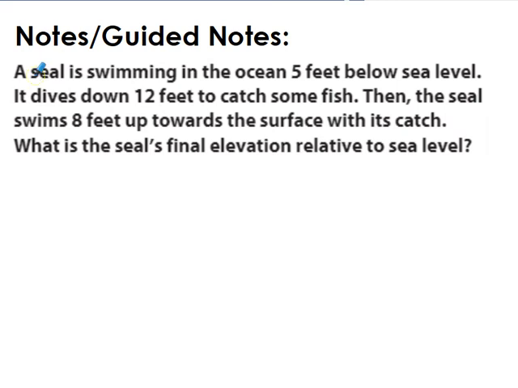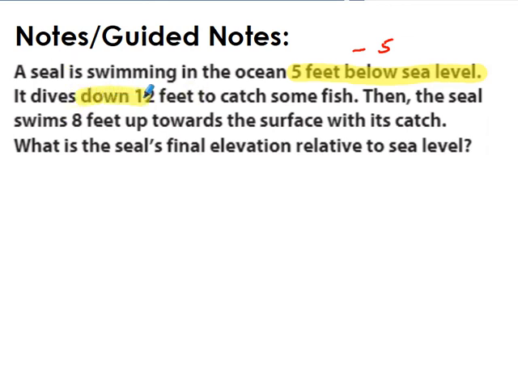So looking at this problem, a seal is swimming in the ocean 5 feet below sea level. That's probably something super important, so I'm going to highlight that. 5 feet below sea level. One cool thing about below sea level is this probably represents -5, because below sea level is when we're in the negatives, because sea level is at 0. Above sea level is in the positives. So I got 5 feet below sea level, and that's really showing me -5.